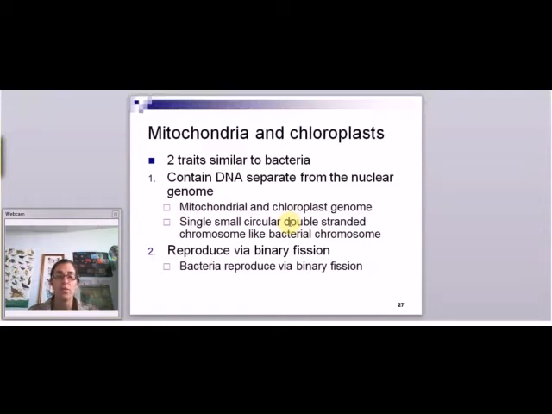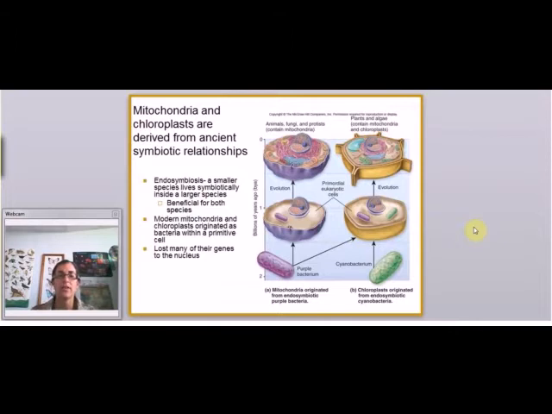I also said earlier that they can reproduce on their own. They reproduce in a process called binary fission, and this is the same process that bacteria use to reproduce. So they basically act like little mini bacteria inside of our cells. And this is important because it tells us about the evolutionary relationship of the bacteria and these organelles. This is called the endosymbiosis theory. So let me write that out for you here. And it tells us about the origins of mitochondria and chloroplasts.